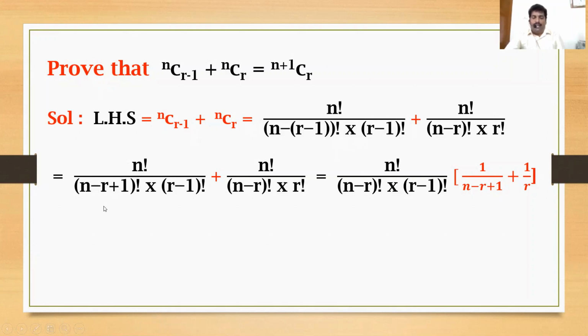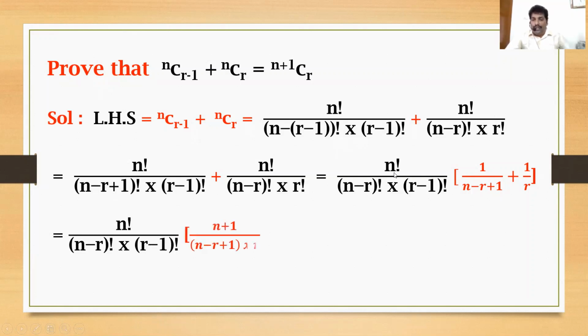So (n minus r plus 1) into (n minus r) factorial. Now I took common n factorial divided by (n minus r) factorial into (r minus 1) factorial. So in the first part, the numerator is n factorial, already we took common, 1 will be there. Denominator n minus r plus 1 will be there. In the second part, r factorial is written as r into (r minus 1) factorial. (r minus 1) factorial we took common here.